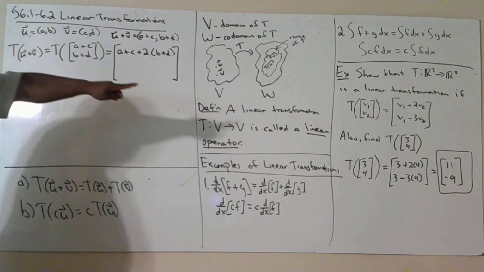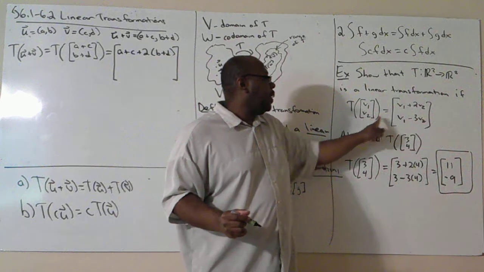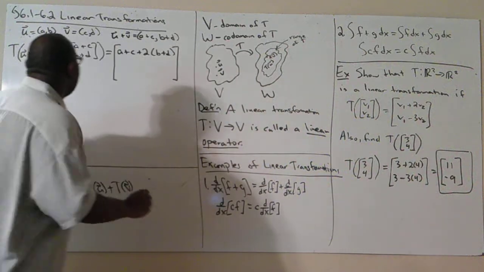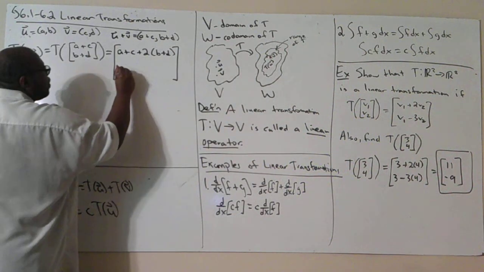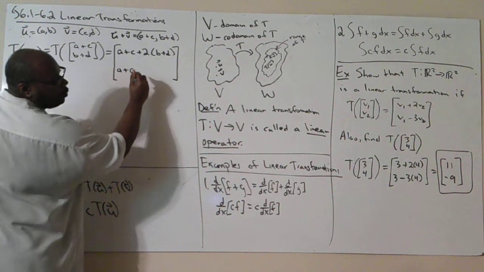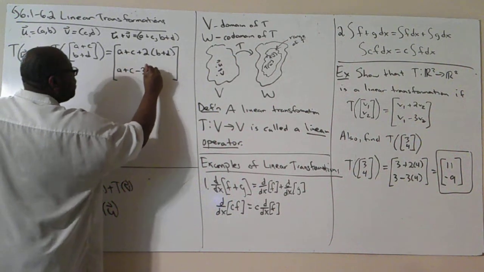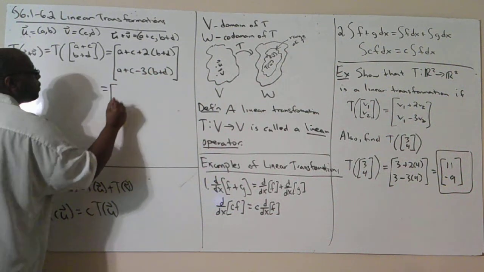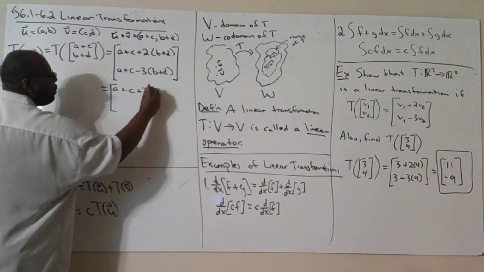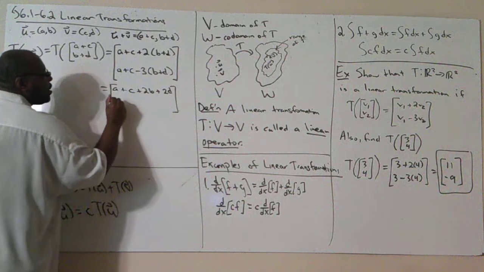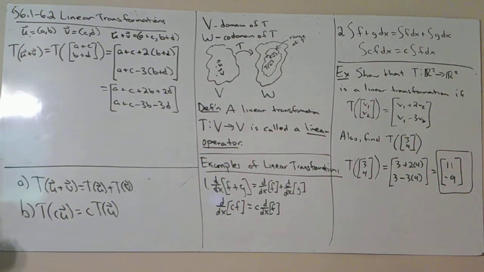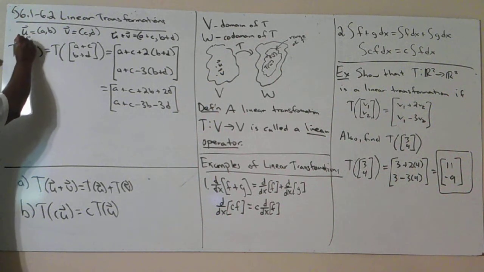And let's look at the next component. I have V1, my first coordinate, minus 3 times V2, my second coordinate. So V1, which is A plus C, minus 3 times V2, B plus D. And if I wanted to, I can multiply that out: 2B plus 2D. This is A plus C minus 3B minus 3D. Okay, so that's the left side.